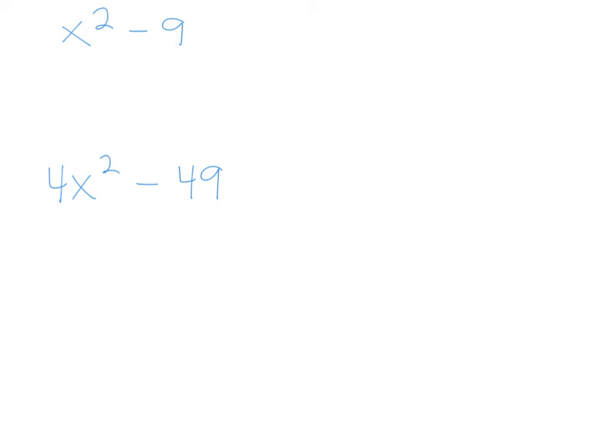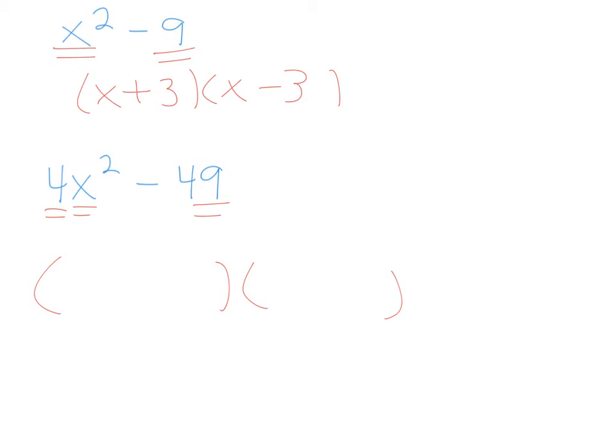Two more problems to review before we start to look at perfect square trinomials. X squared minus 9. We have a perfect square here, and we have a perfect square there. So go ahead and put down your parentheses, put your x's down, plus 3, minus 3. Here we have a perfect square with a perfect square and another one. Square root of 4 is 2. Square root of x squared is x. Square root of 49 is 7.